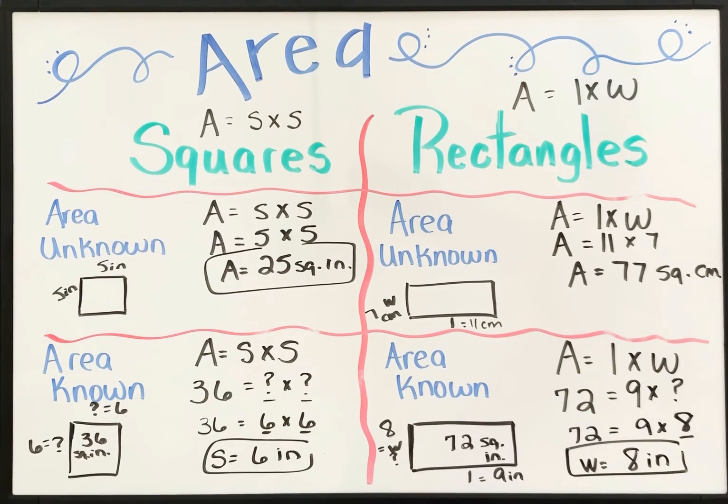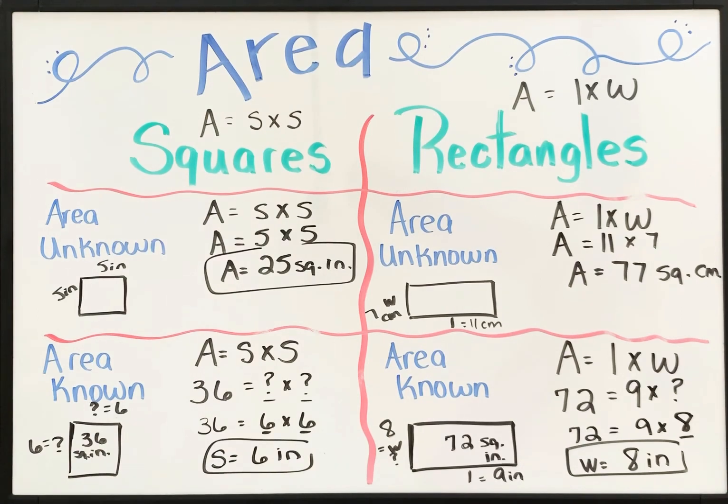And again, I can go back and plug in my formula of length times width to check myself. If I go back and multiply 8 times 9, does that get us to 72? Yes, it does. So let's just quickly recap.